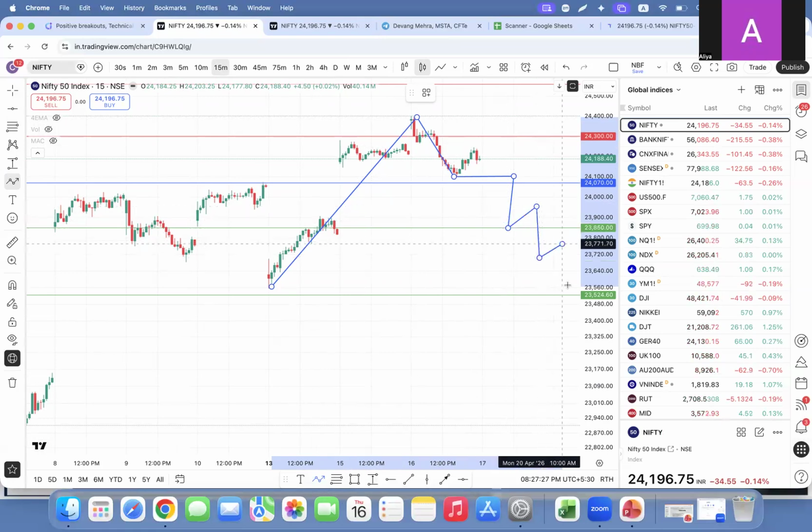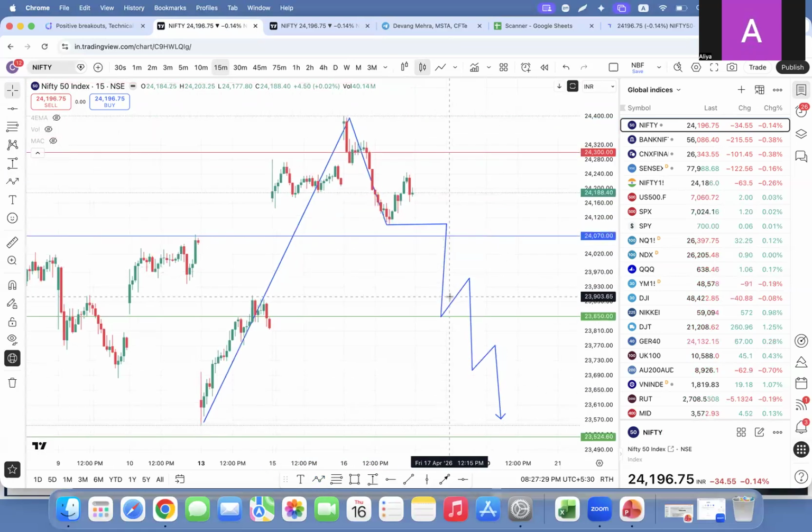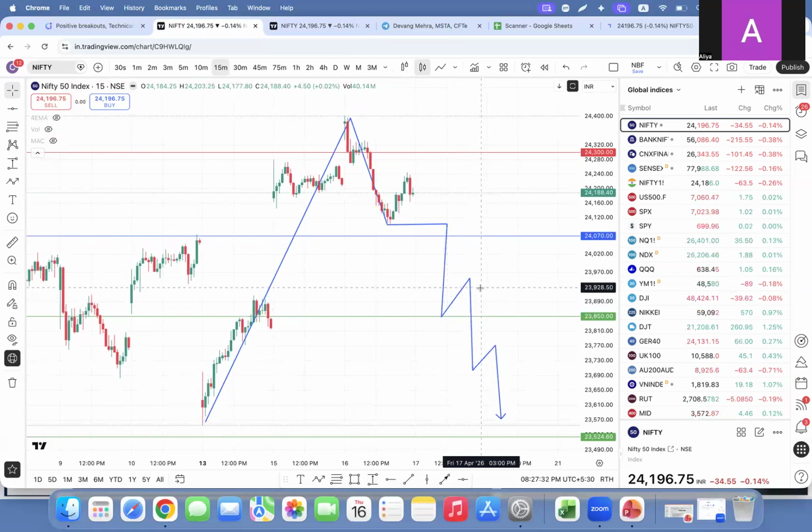So every low, price has to make new lows and start selling. Only then I'll start to believe the trend has changed.